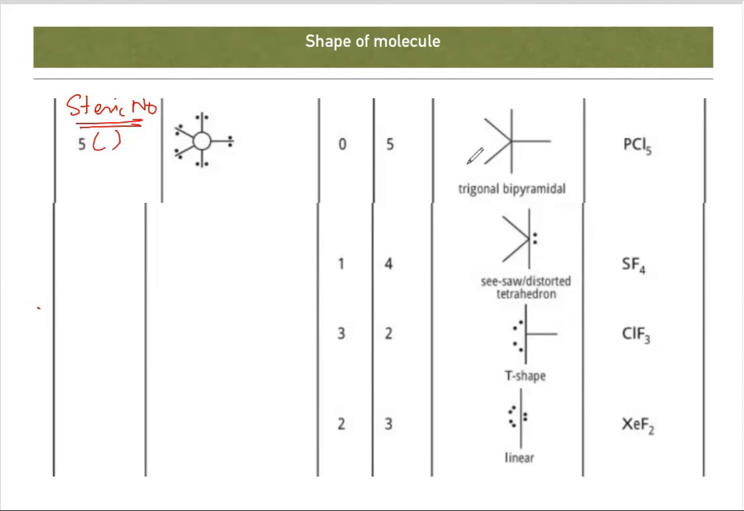So first we'll go to the all the bonds are sigma bond, 0 lone pair. So as we already discussed, 5 sigma bond, that means the geometry of this molecule is trigonal bipyramidal. And trigonal bipyramidal means these 3 bonds are on the same plane, whereas this is axial bond, another is axial bond. So what is the example? PCl5.